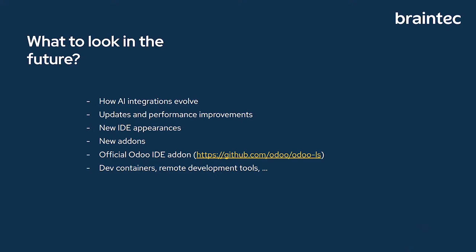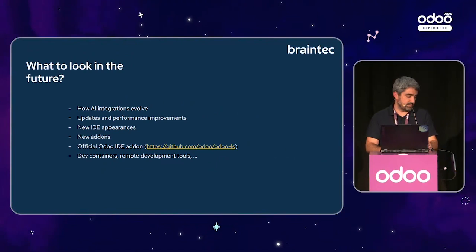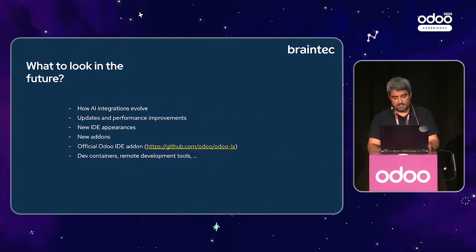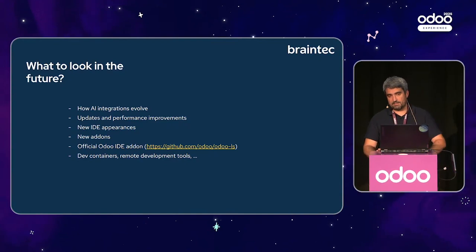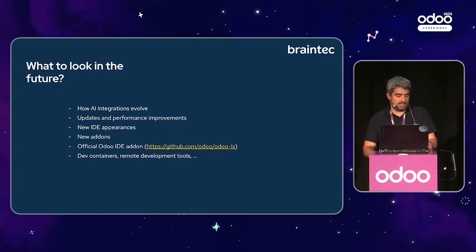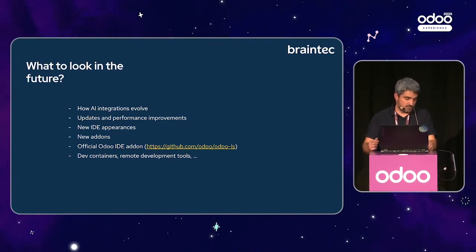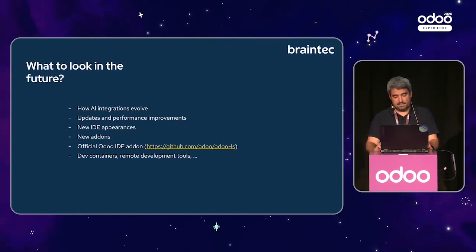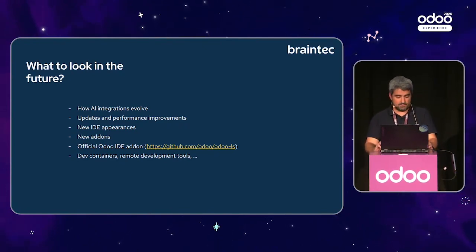Then another thing that we will be looking for is updates and performance improvements. PyCharm has a tendency to eat a lot of RAM and a lot of CPU sometimes, and VS Code is lighter, more performant, but in the end we all have powerful computers, so it's not that much of an issue. But yeah, it's one thing that we need to take into consideration.